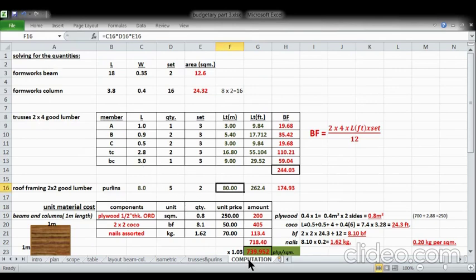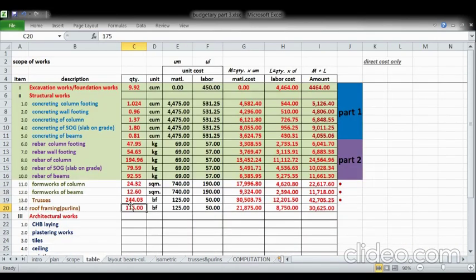Okay, convert to feet: times 3.28, so it's 262.4 feet. Then 2 times 2 times 8 feet divided by 12. Or 2 times 2 times 20 feet times the number of sets. Add 2 sets. The answer is 174.93. Okay, and put it on the table. You can use 175.